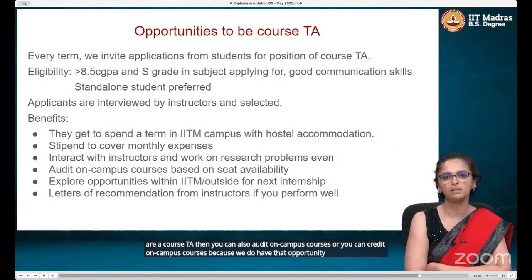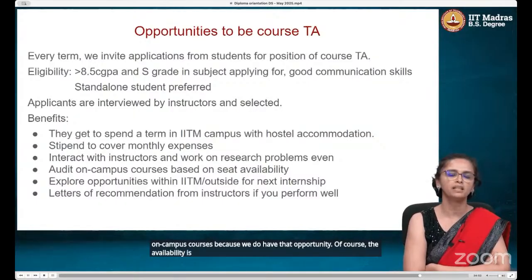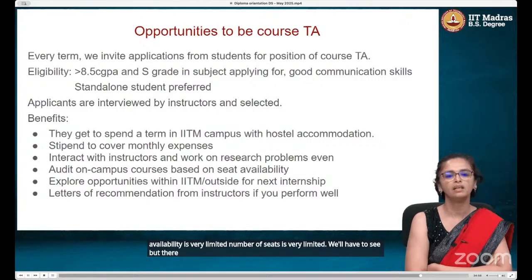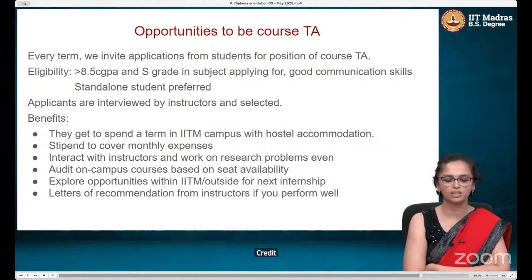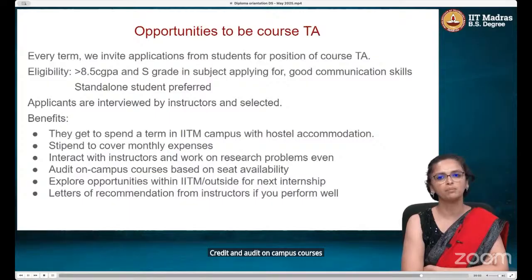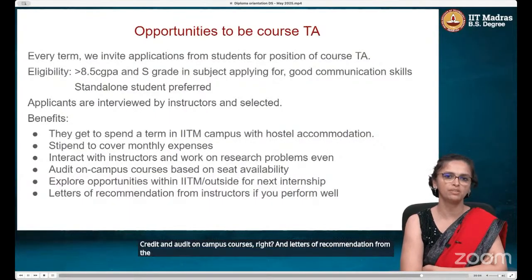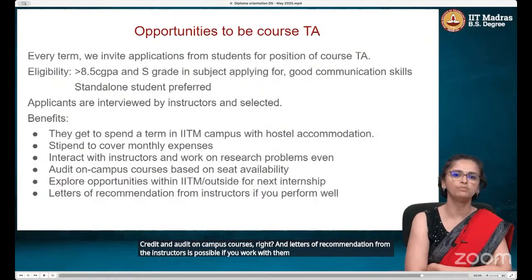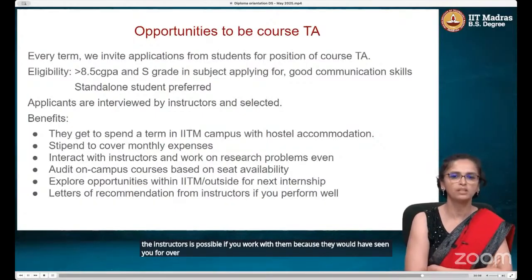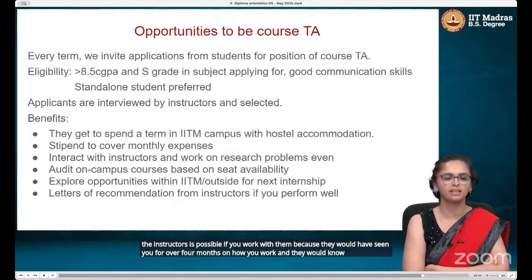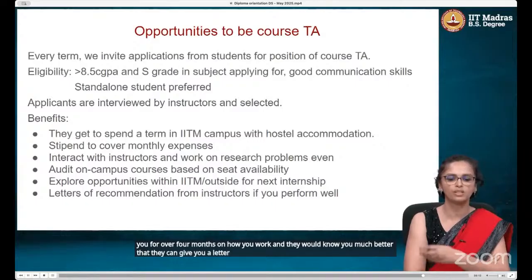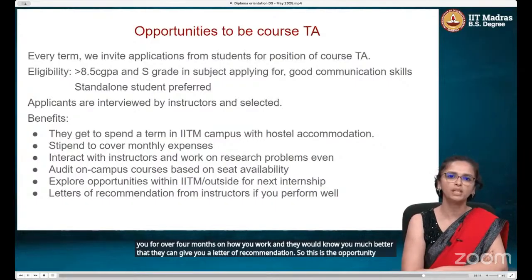Of course, the availability is very limited, the number of seats is very limited, we'll have to see, but there is an opportunity where you can credit and audit on-campus courses, right? And letters of recommendation from the instructors is possible if you work with them, because they would have seen you for over 4 months on how you work, and they would know you much better, so they can give you a letter of recommendation. So this is the opportunity available to be a course TA.